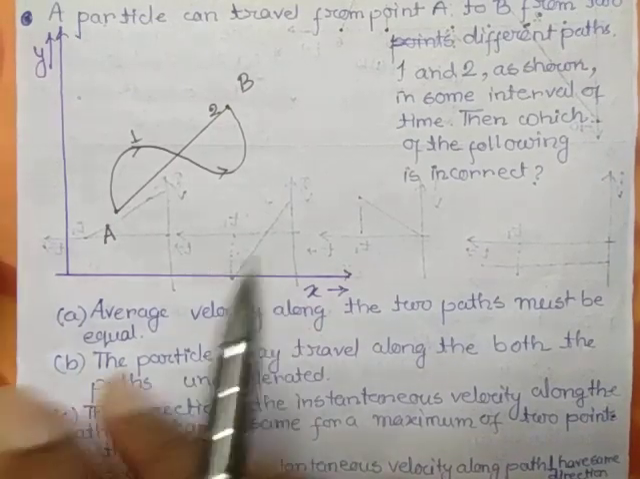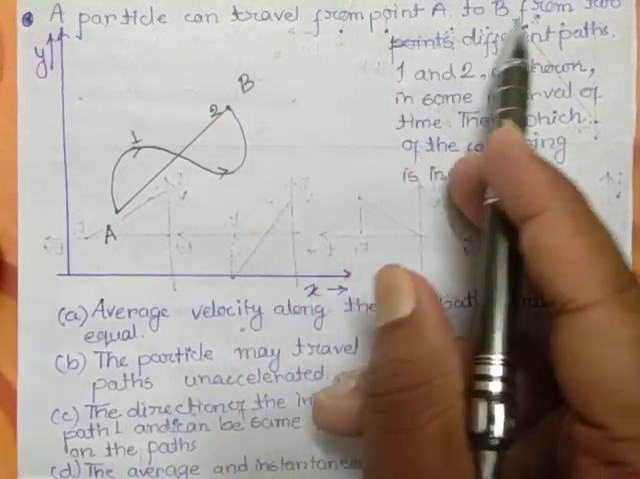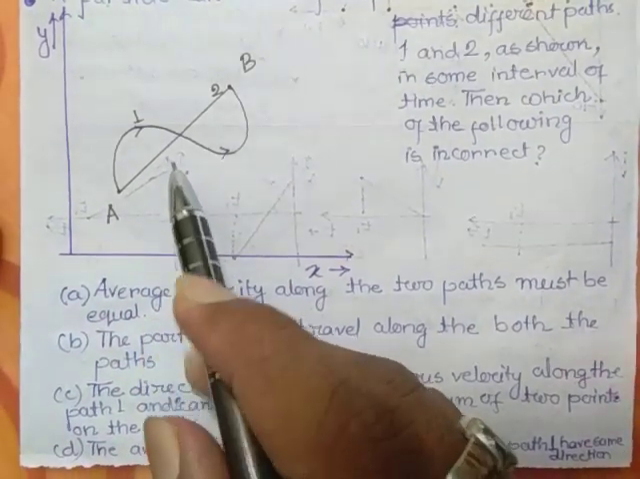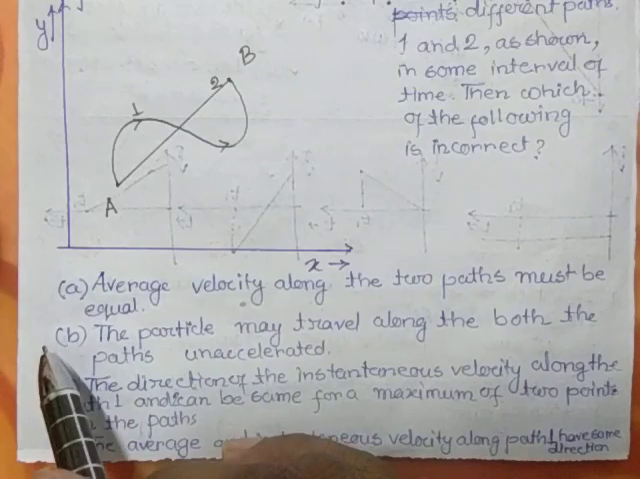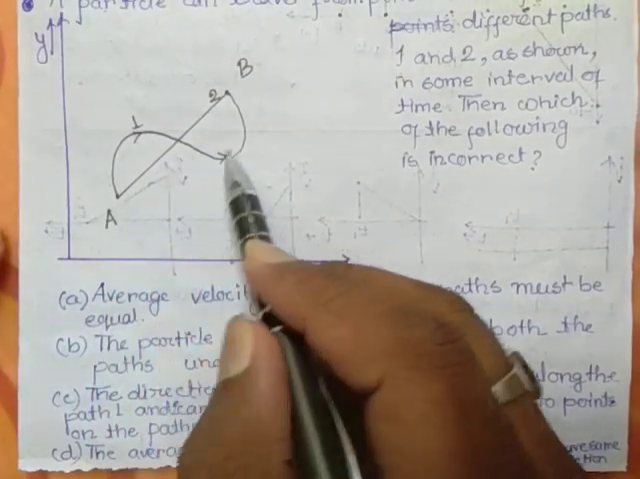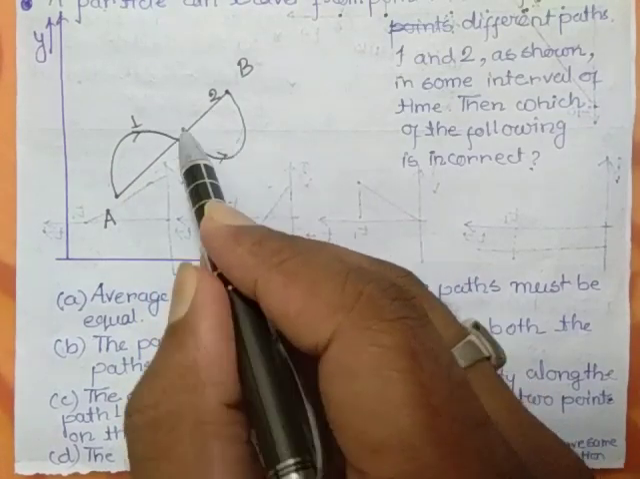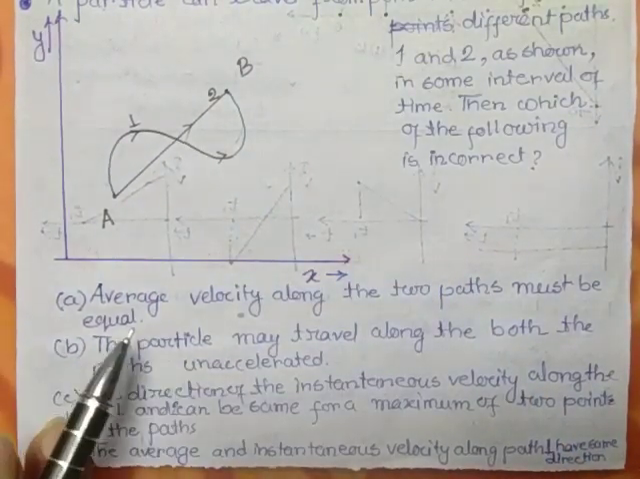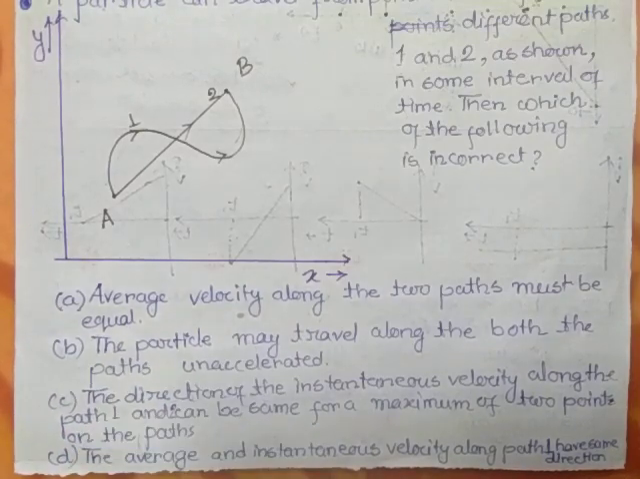A particle can travel from A to B by two different paths. Obviously these are the two different paths, y versus x is shown: one is path 1, another is path 2. In these two different paths, it is moving from A to B. Average velocity along the two paths must be equal.